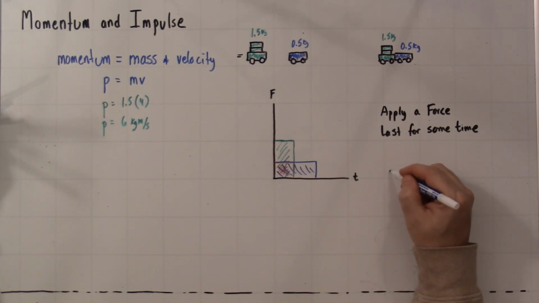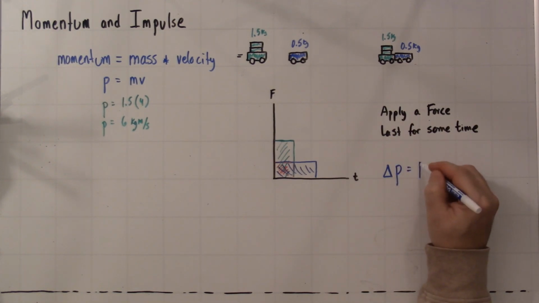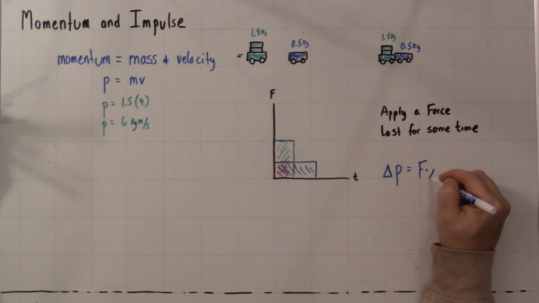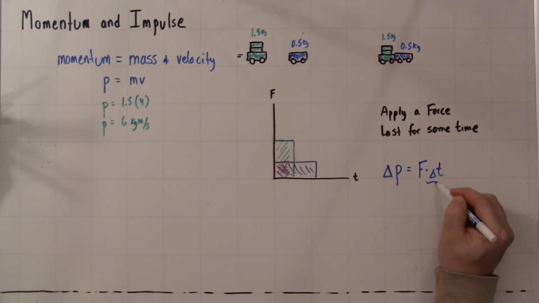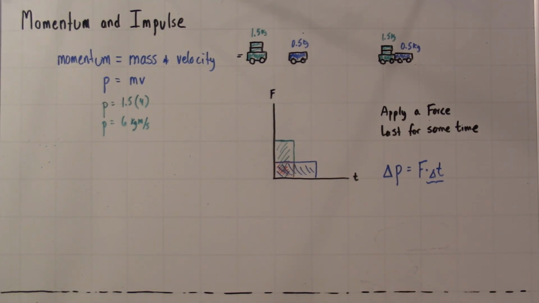This could also give you a larger change in momentum. So our idea is that if you wanted to change the momentum, you have to apply a force, and that force has to last for some time, where this little delta t here is how much time the force lasts. So it's the duration of the force.